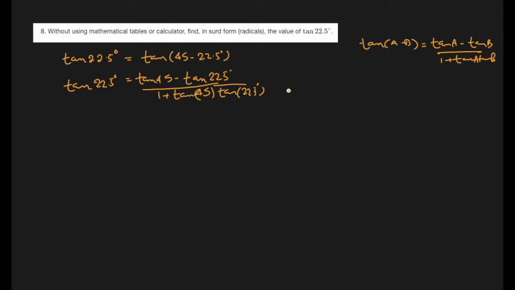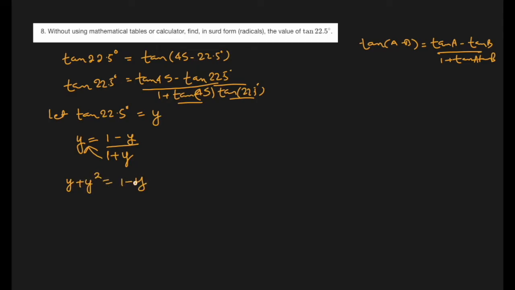Yeah, and this is equal to tan 22.5 degrees. Let's assume that tan 22.5, which is our question, is equal to say y. So it becomes y equal to tan 45 is 1. It is known to us. No need to use any calculator for this. Minus y over 1 plus 1 times y. Yeah, and now cross multiply. y plus y square equal to 1 minus y.